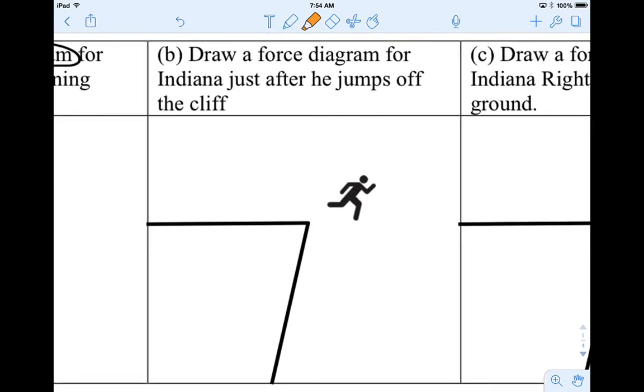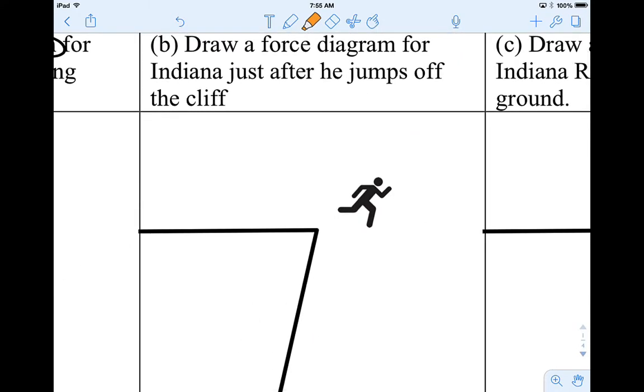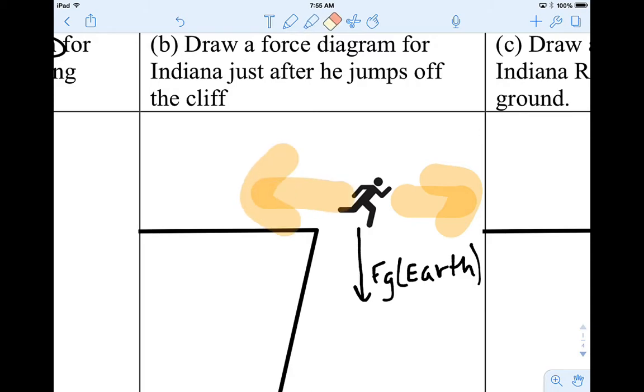Okay, so let's go over and look at B. Now draw a force diagram for Indiana just after he jumps off the cliff. Now, remember, anytime something's in the air, the only force is gravity. If it's in the air, the only force is gravity. Write that down on your card right now. So there's no touch forces. The only force we have is gravity straight down. Now, a lot of people are going to want to put forces going this way or maybe going this way. But we don't want any of those. All we want is gravity.